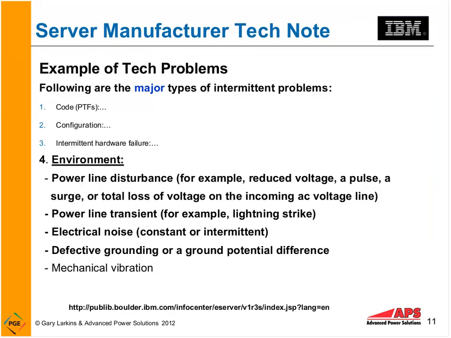Here's just an example from a server manufacturer, their tech note, regarding types of power problems. This goes out to their technicians. And they indicate here that environment, power line disturbances, surges, power line transients, electrical noise, high frequency noise, or defective grounding and ground potential differences are some of the key concerns around intermittent problems that they may experience. So they point to their technicians to look for these types of issues.